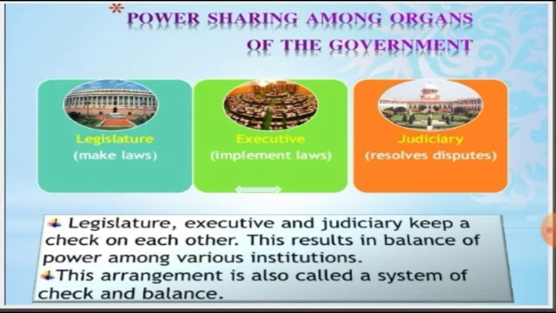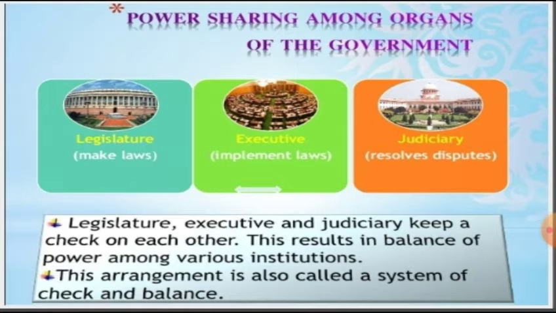Power sharing among organs of the government, as I have discussed before, is how power is shared among these three organs of the government. Legislature, executive and judiciary keep a check on each other. This results in a balance of power among various institutions. This arrangement is also called a system of checks and balances. And guys, please note that one MCQ always comes: for the three organs of government, what is the other name of this form of government?